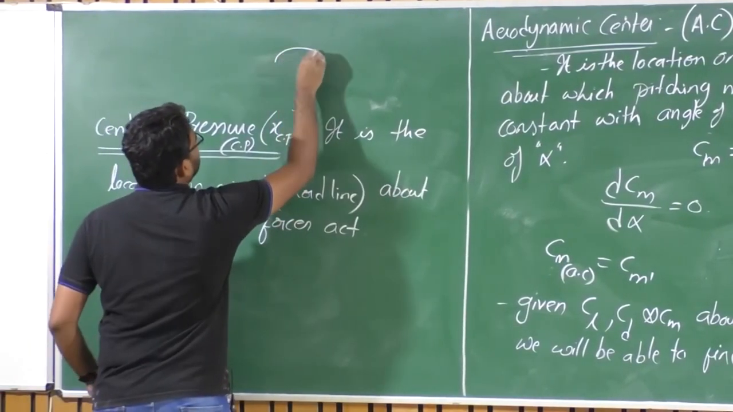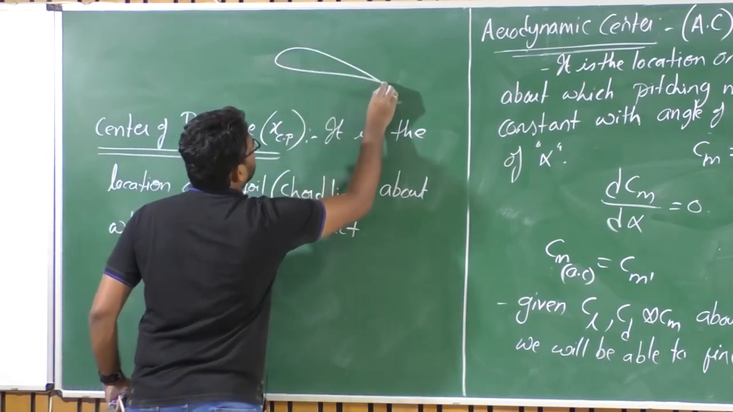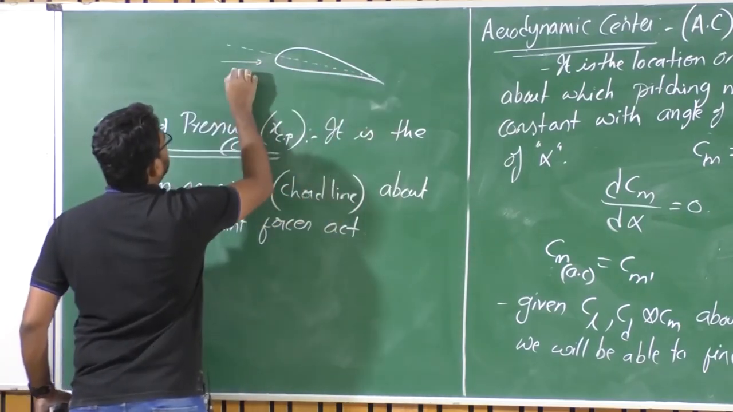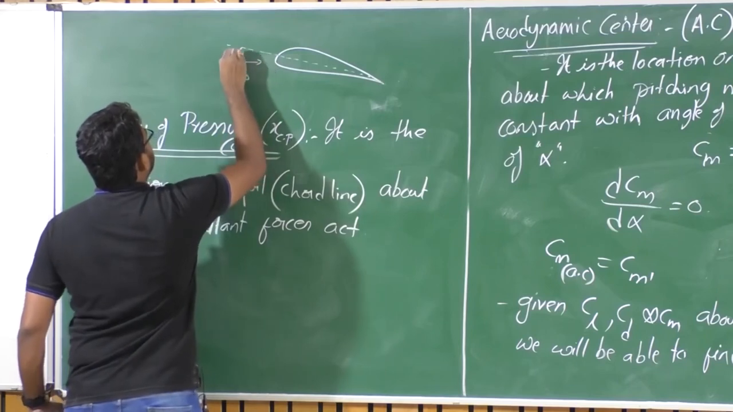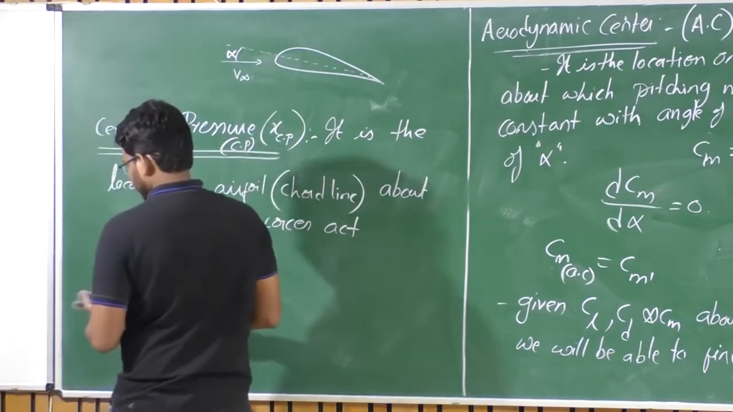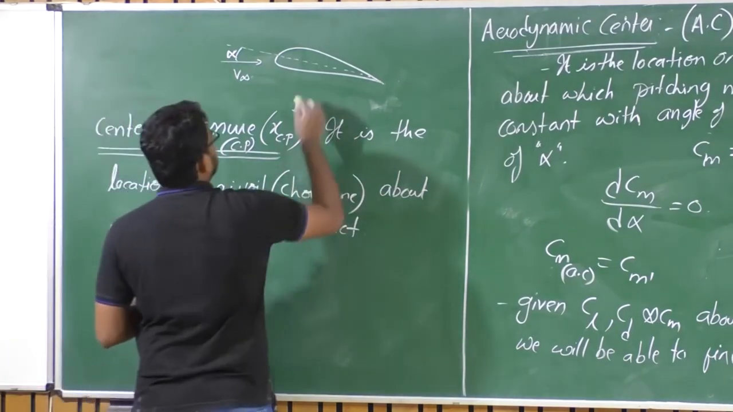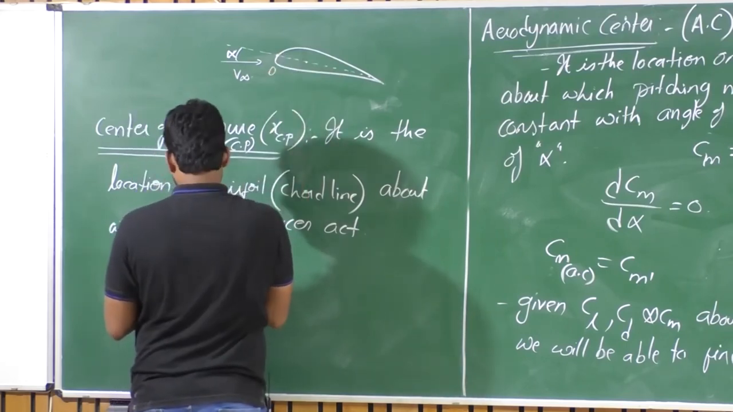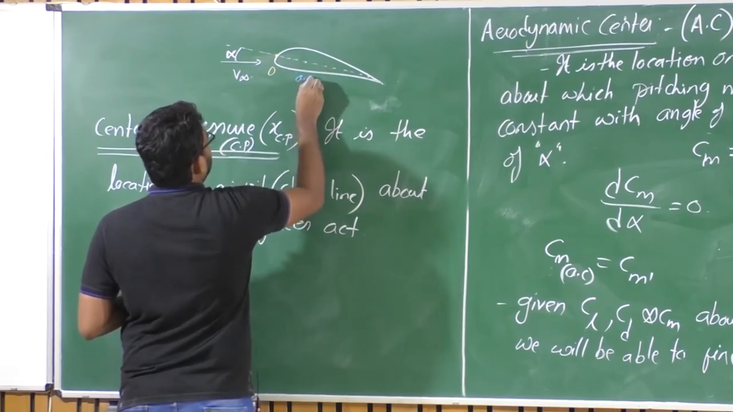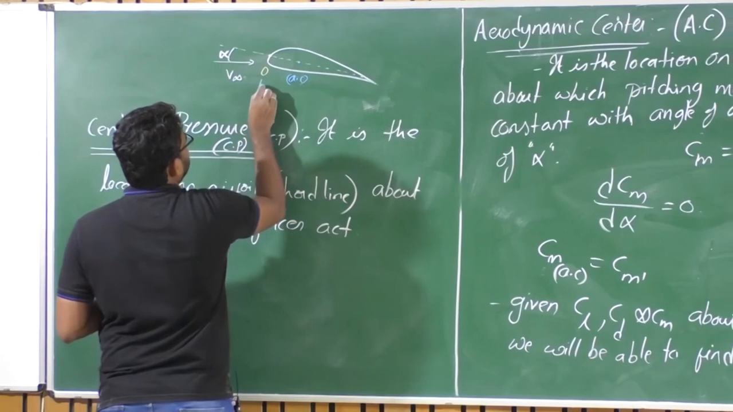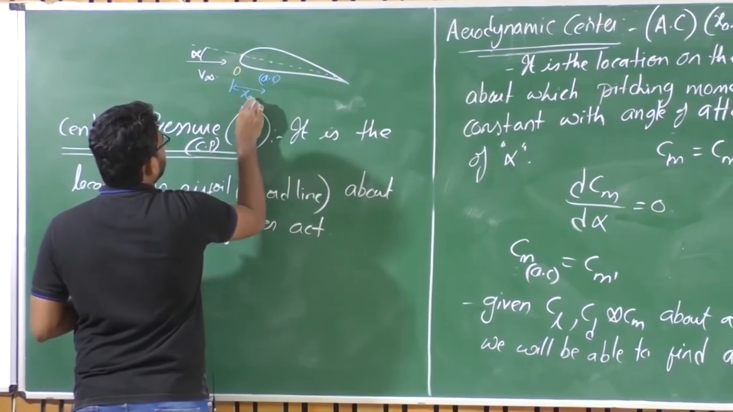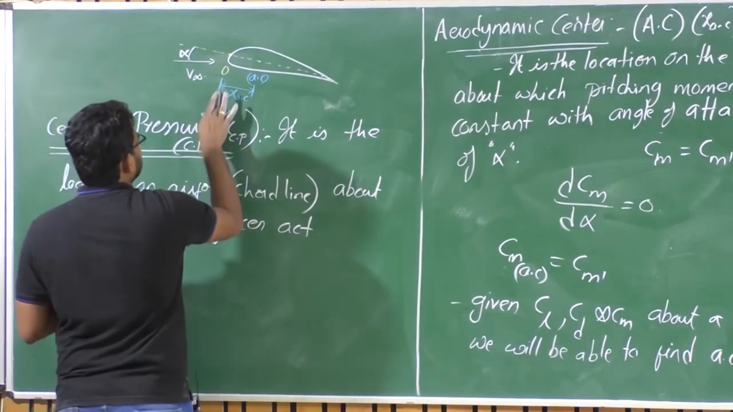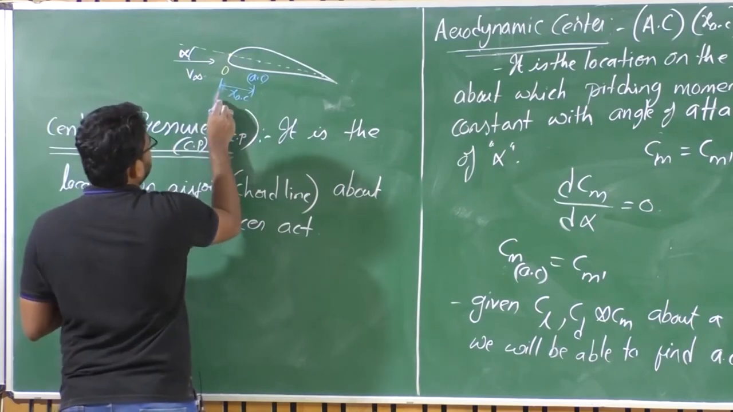Let us consider an airfoil when there is flow, oriented at a certain angle of attack, so there will be lift and drag, right? Let us say this is my moment reference point O, okay? Let AC be the aerodynamic center with respect to this O. This AC is at a location XAC, right? And then let us say there is the center of pressure.